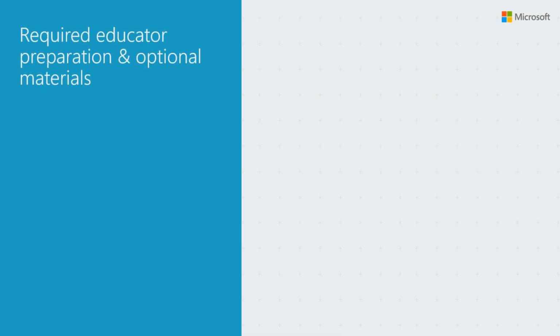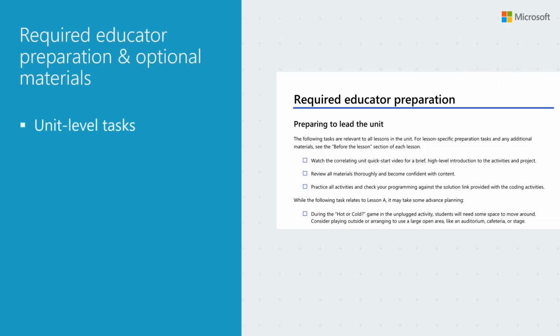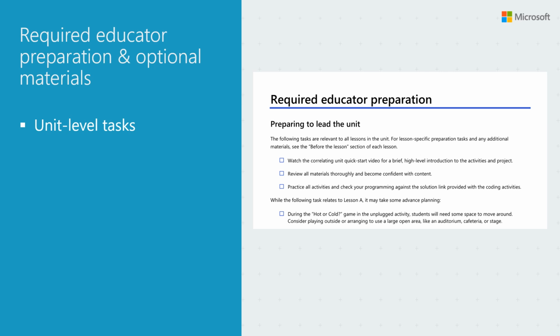Now, for the unit level preparation, you'll have the typical steps of reviewing materials and practicing all activities. During the unplugged activity in lesson A, your students will probably need some space to move around as they play a game to experience the radio functionality. Outdoors is great if you can do that, or if your classroom isn't big enough to have the pairs of students working with each other and moving around, you might have to arrange for a larger area.